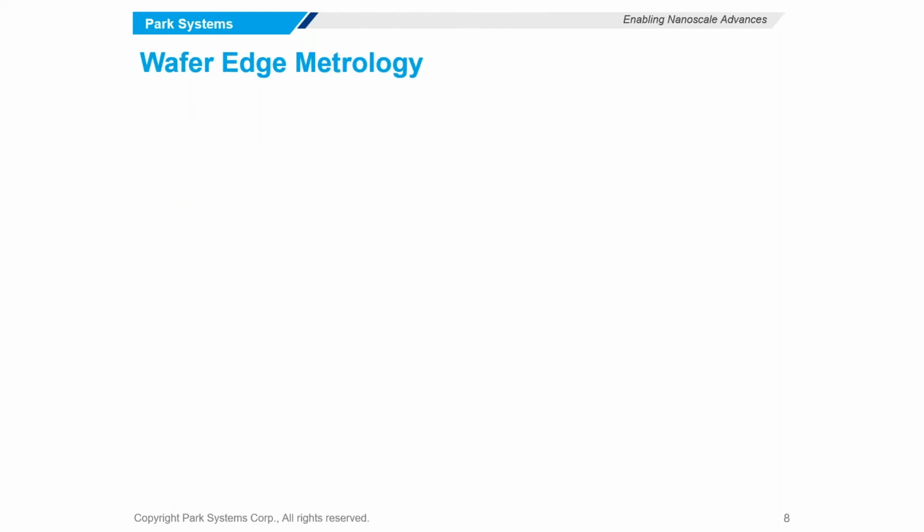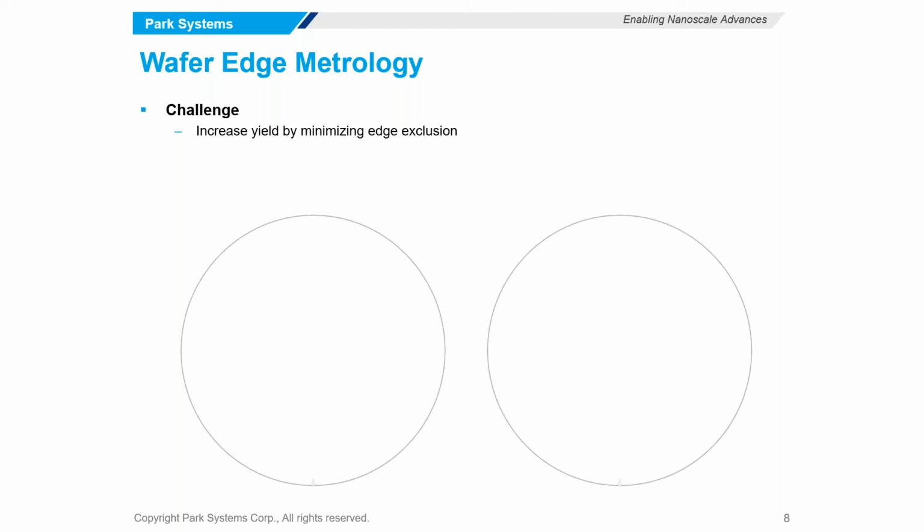Segueing from the long-range profile, I want to discuss wafer edge metrology. And the challenge here is to increase the yield of a particular product on a wafer by minimizing what's called edge exclusion. Just for an understanding of what edge exclusion means, I want you to consider the following example: 2 identical 300 millimeter wafers, upon which a various series of processes will be run to develop architecture with a die size of 12 millimeter by 10 millimeter, which is fairly standard for memory product applications.